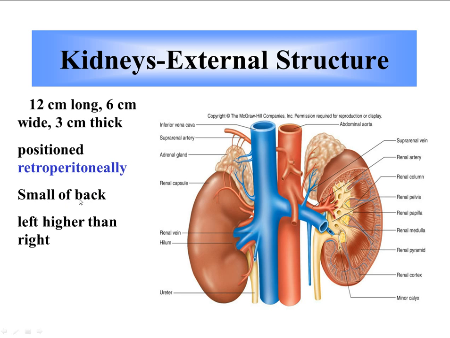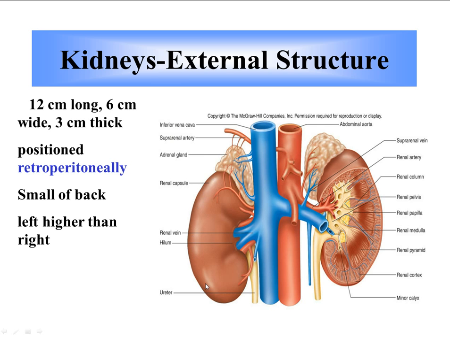They're found in the small of your back. The left kidney is slightly higher than the right. And why would the left kidney be slightly higher than the right? If you said that the liver is on the right side, then you would be correct. The liver displaces that kidney, makes it a little bit lower. It will be a little lower than the left kidney.